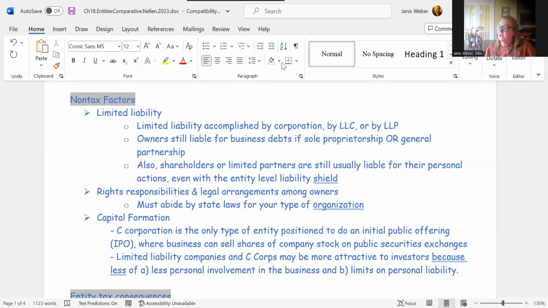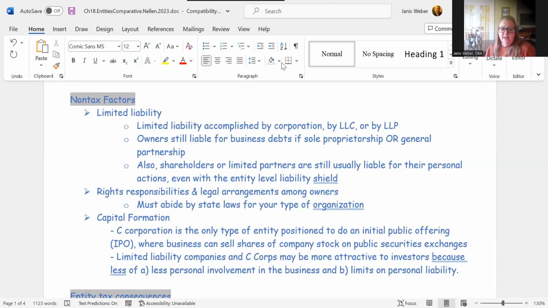Okay, and then the rights and responsibilities are different in every state about what organizations are responsible to do. So you have to make sure you understand your state's law about that. And then capital formation is different amongst all the different entities, but mainly the biggest difference is a C corporation is the only one that can issue shares and trade the stock on a national exchange, a public securities exchange like the NASDAQ or the New York Stock Exchange. They can do what's called an IPO, or an initial public offering, where they offer to sell pieces of their company. And so a corporation is required in order to be able to do that.